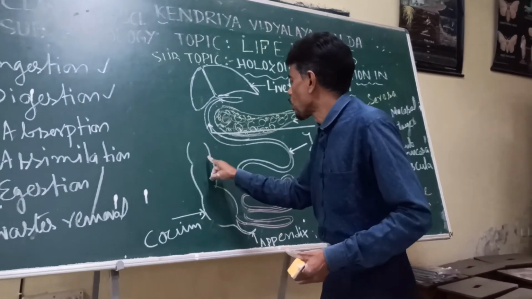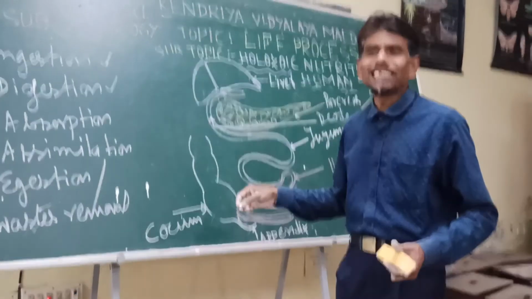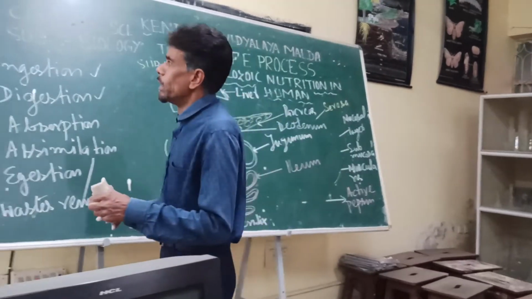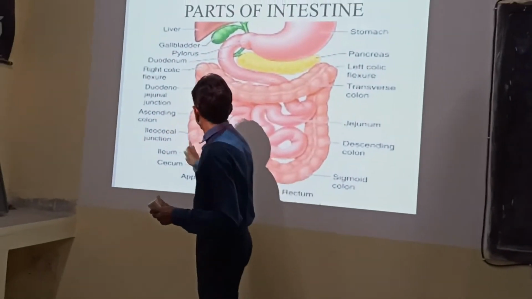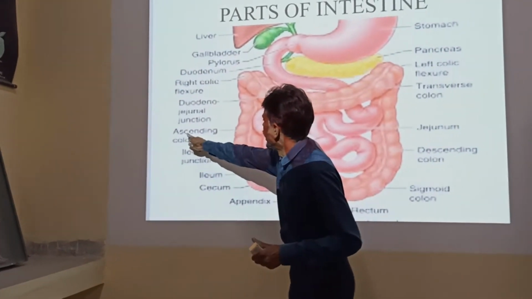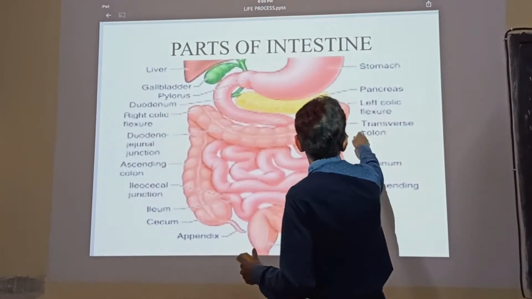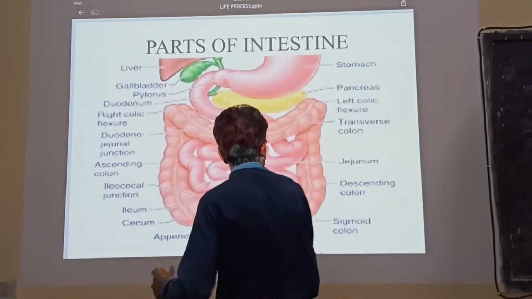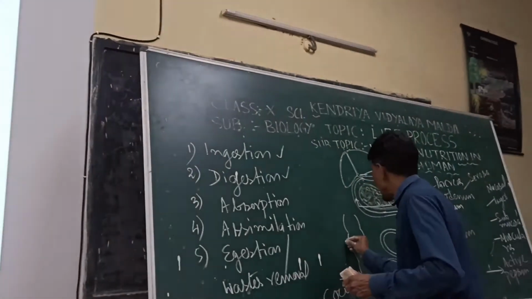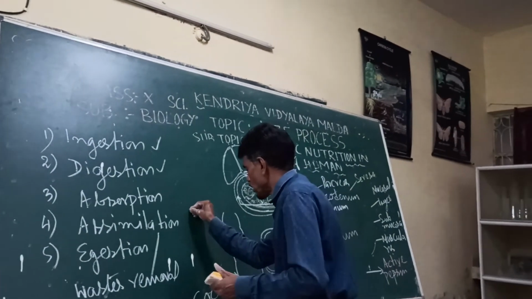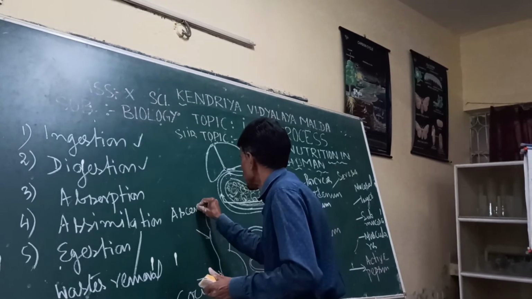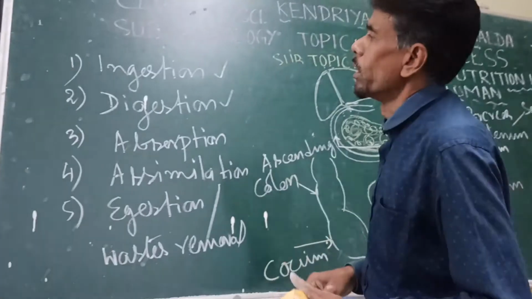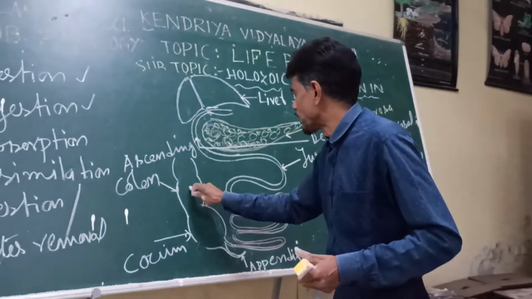This is called colon, but what type of colon? This is called ascending colon. Here, yes, this is the ascending colon. Okay. So this is the ascending colon. This structure is the ascending colon.